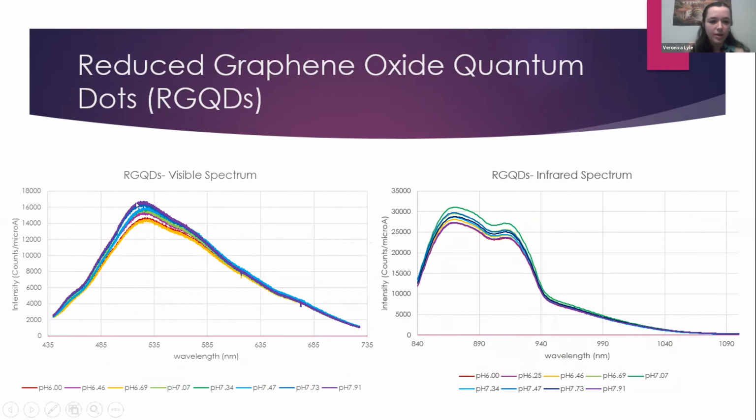As you can see, we have purple on top, but then you have purple also in the middle, and then you have yellow on the bottom for the visible, and you also have green on top, purple on the bottom, and red somewhere in the middle for the infrared.